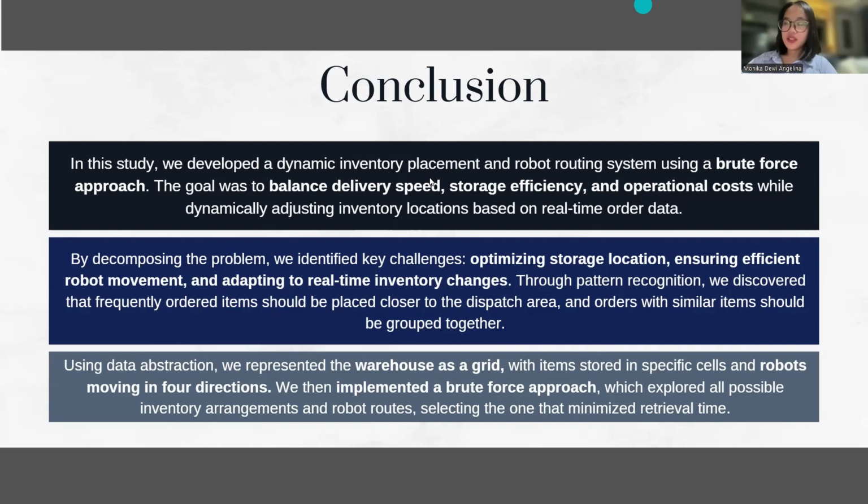Through pattern recognition, we discovered that frequently ordered items should be placed closer to the dispatch area, and orders with similar items should be grouped together. Using data abstraction, we represented the warehouse as a grid with items stored in specific cells and robots moving in 4 directions. We then implemented a brute force approach, which explored all possible inventory arrangements and robot routes, selecting the one that minimized retrieval time.